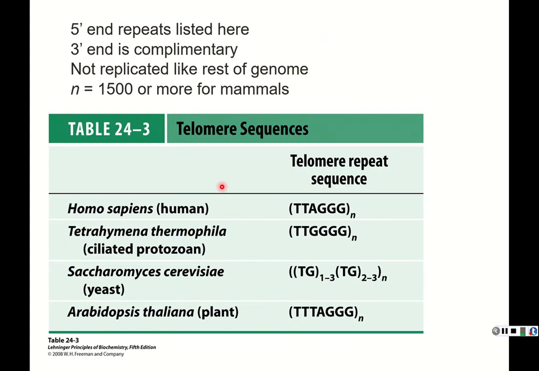And the sequences that we typically see in the telomere, the 5' end repeats are listed below. The 3' end would be complementary. The repeat sequence in humans is TTAGGG, and then that is repeated a certain number of times. So for mammals, that number is about 1,500 times usually, right? And then again, it can get shortened as the cell divides.